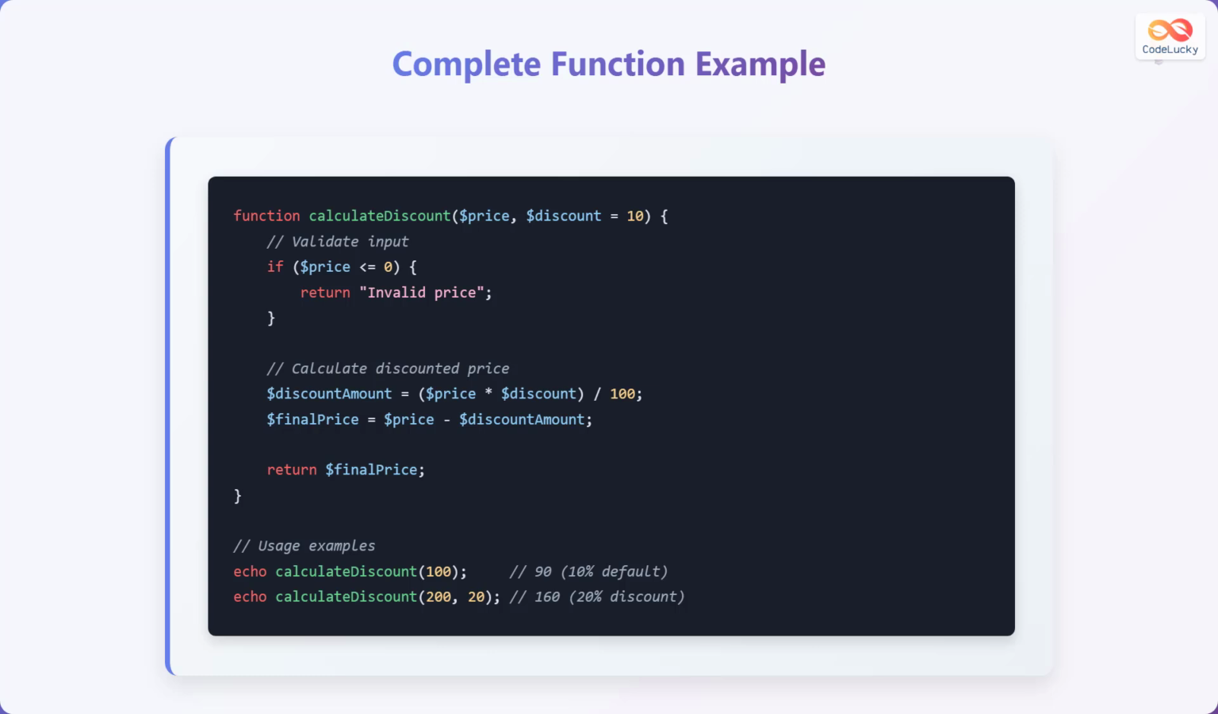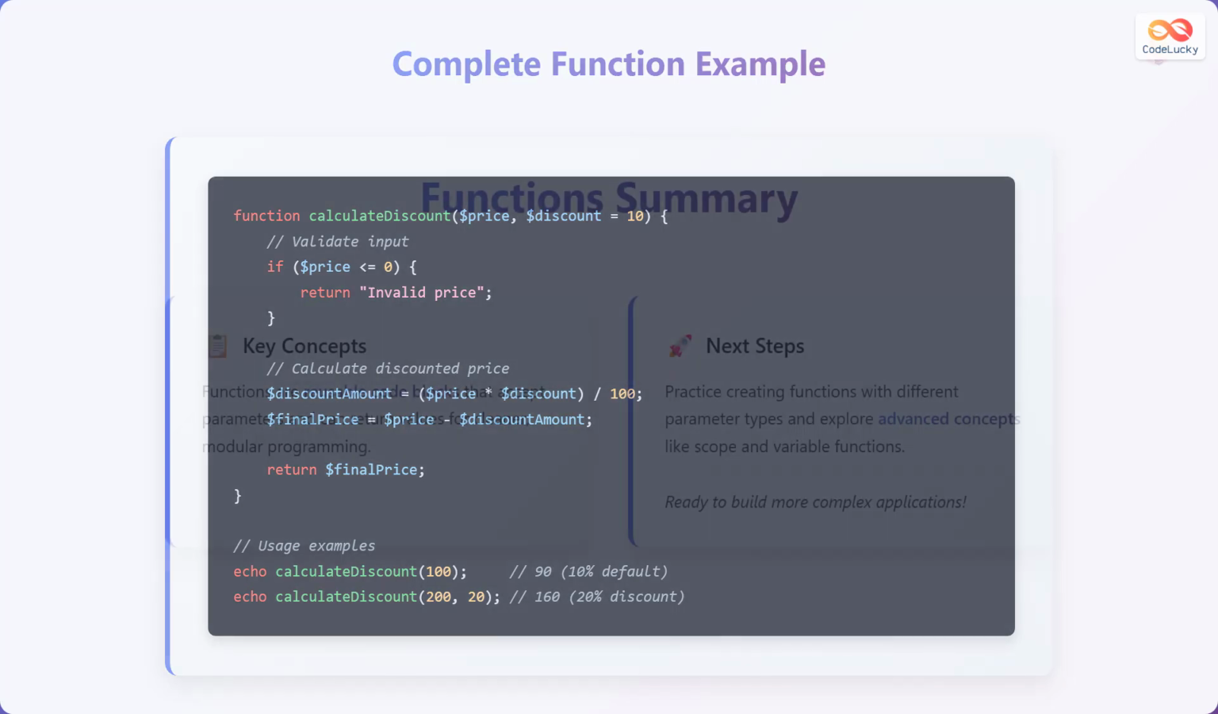Here are a few examples of how to use the calculateDiscount function. If you call the function with a price of 100, it will return 90, which is 10% off of 100, using the default discount of 10%. If you call the function with a price of 200 and a discount of 20, it will return 160, which is 20% off of 200.